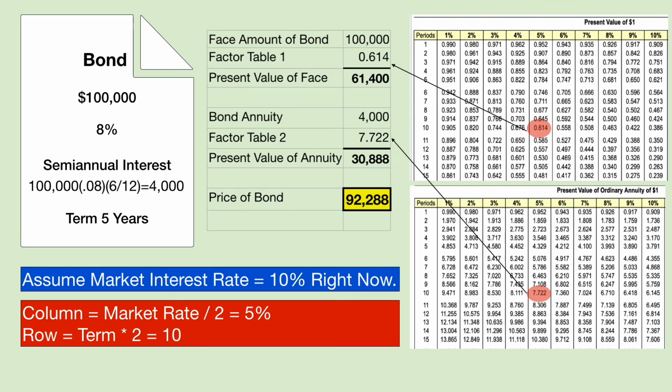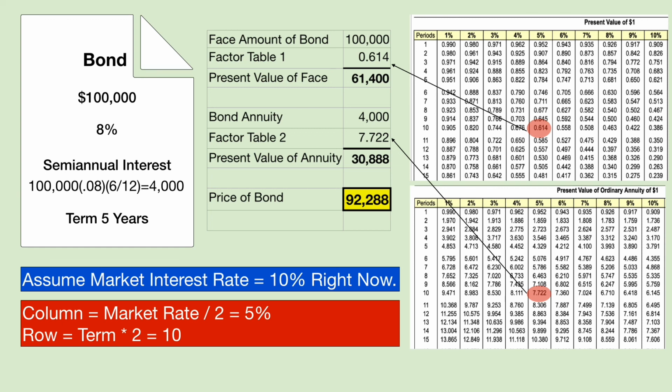To find the factors in these tables, we need to determine which row and which column to look at. And so assuming market interest of 10%, we will go to column 10% divided by 2, or 5%. Why did I divide by 2? Because this bond is paying interest 2 times per year. If this bond was paying annual interest 1 time per year, we would have used column 10%. But since this bond is paying twice a year, we're going to take 10% divided by 2, and we will use column 5%. And the row is the number of payments.